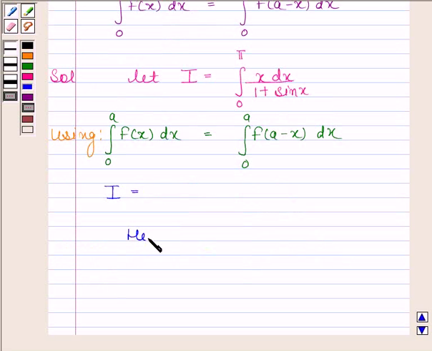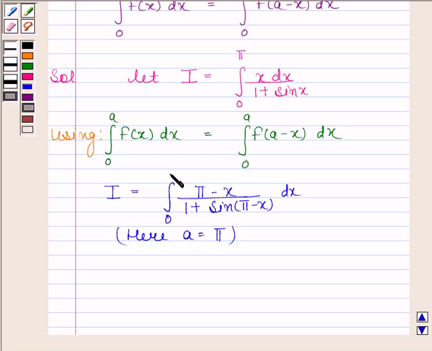Now here a is equal to pi. So I is equal to integral of pi minus x by 1 plus sine of pi minus x, where the lower limit is 0 and upper limit is pi. We know that sine of pi minus x is equal to sine x.